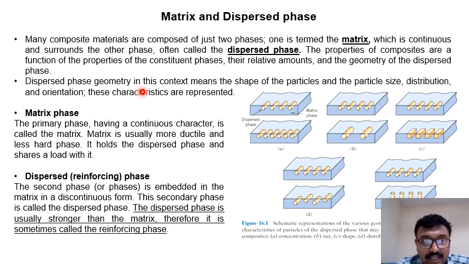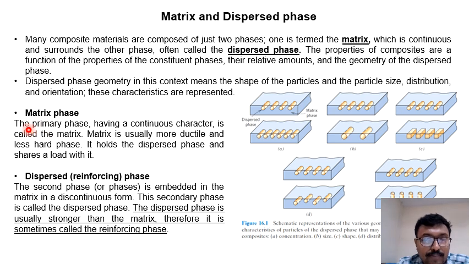their relative amount, and the geometry of the dispersed phases. Dispersed phase geometry in this context means the shape of the particle and particle size, distribution, and orientation. These characteristics are presented here. Okay, so this is called the matrix, the blue one. In the matrix, whatever material is present is called the dispersed phase.